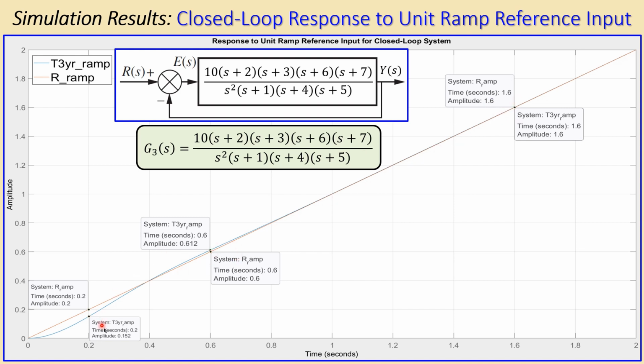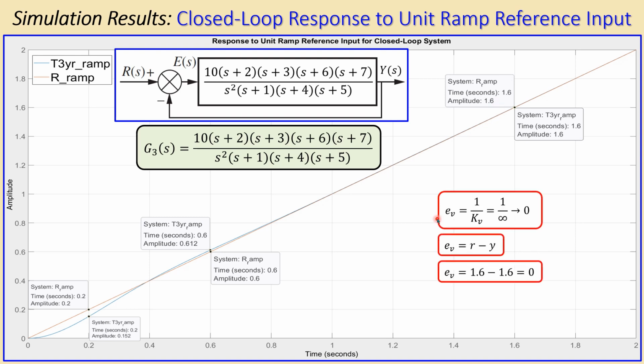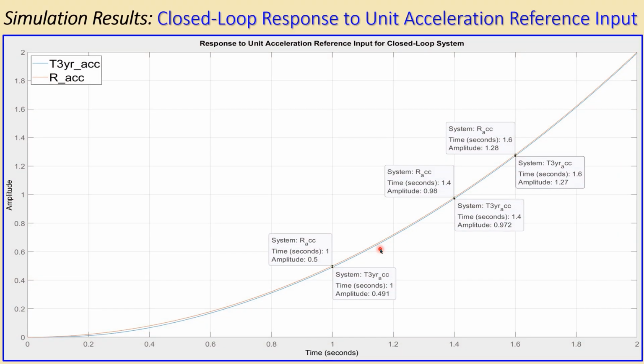So at the beginning, it is something, and it is then decreasing, and at some point, let's say at 1.6 seconds, I have checked here, the response is 1.6, but also the input is 1.6 as an amplitude, so the error is 0. So we have calculated that, and that's also according to calculations. So let's also look at the acceleration, because there we have some error.